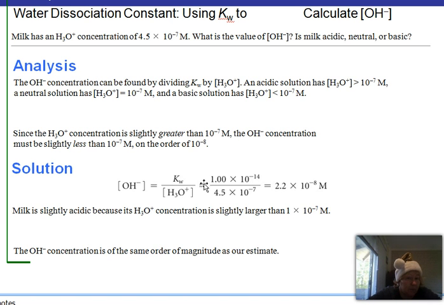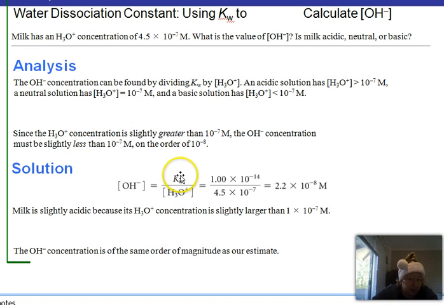I'm sorry. Okay, milk has a hydrogen ion concentration of 4.5 times 10 to the -7. What is the OH value? We're going to have to put those two things together and see what the OH value is. Of milk, is it acidic, neutral, or basic? The OH concentration can be found by dividing Kw by this.